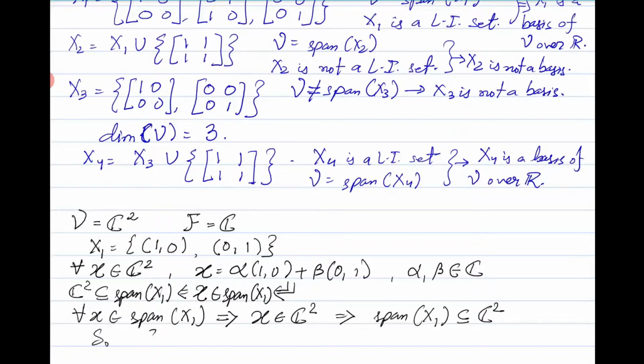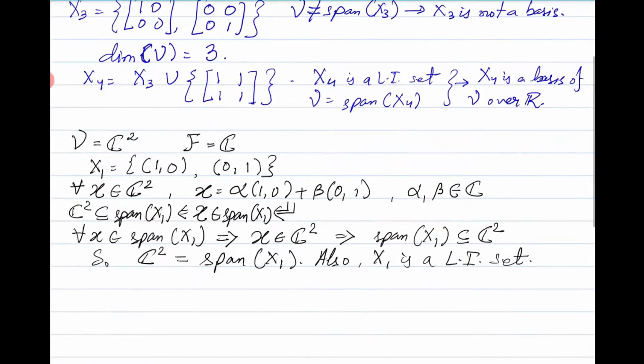So we essentially have that C2 is spanned by X1. Also, you can verify that X1 is a linearly independent set. So X1 is a basis of C2 over the field C, right?